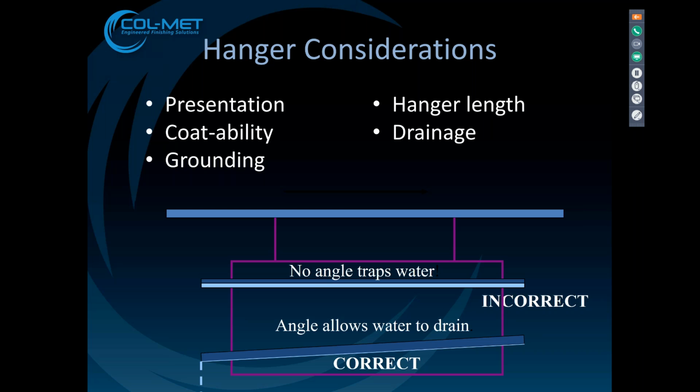solution to drain. If you look at the illustration, you've got a beam at the top of the illustration that's hung with no angle. Therefore, it can trap water and carry water from stage to stage in the washer or even outside the washer as it exits. The correct way would be to hang it on an angle, as the beam at the bottom of the illustration shows. Angle it so that water can easily drain utilizing gravity.